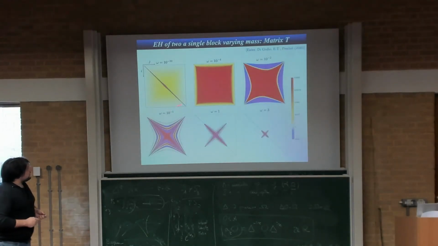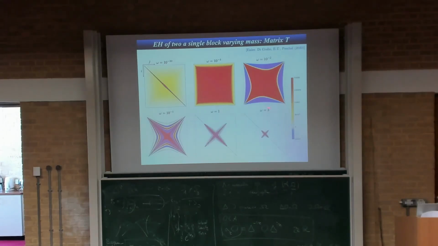This is an example. If you change the mass, a very small mass, this is the matrix T, see, 10 to the minus 30, massless, fully populated. You keep increasing the mass, and there is something interesting happening. From being fully non-local, it becomes local at large mass.